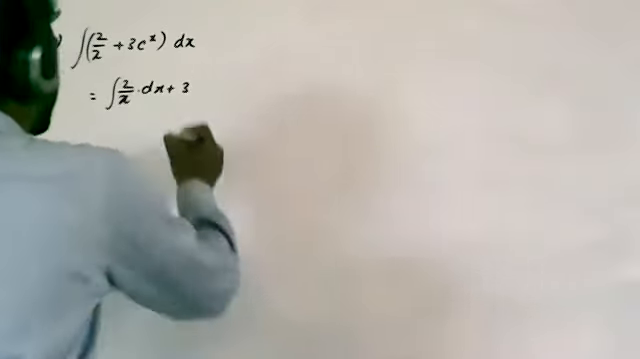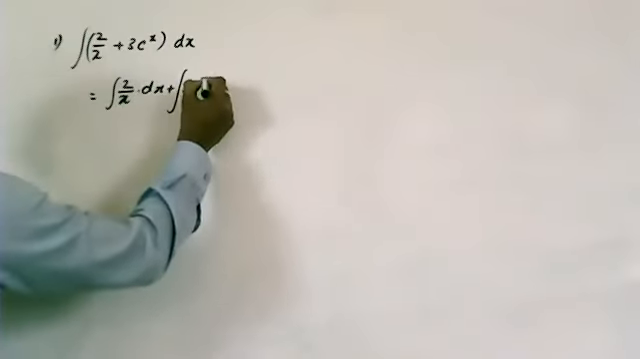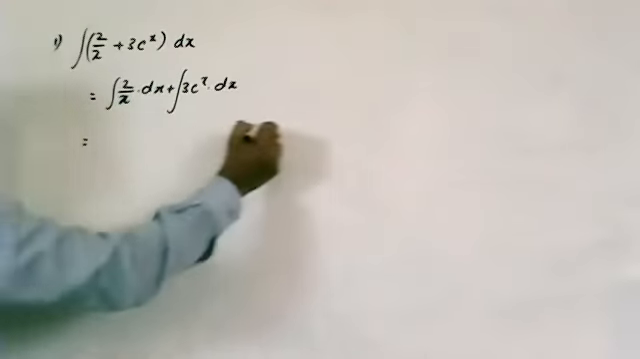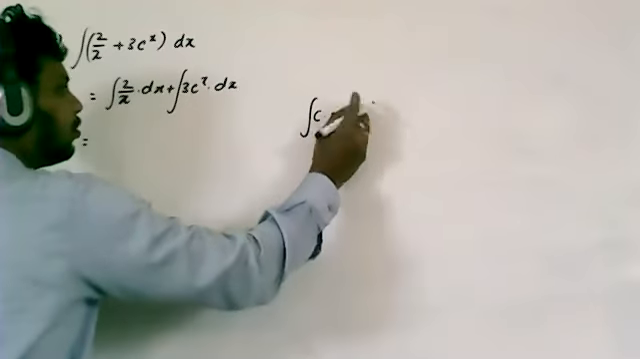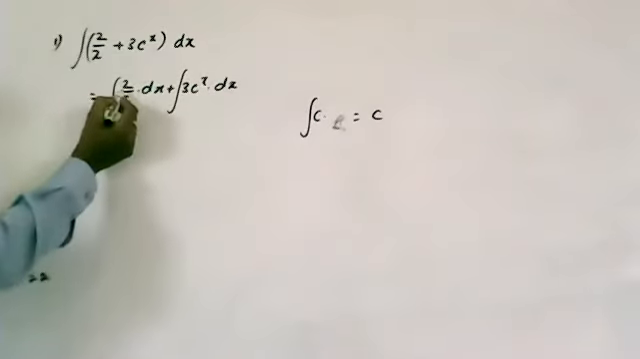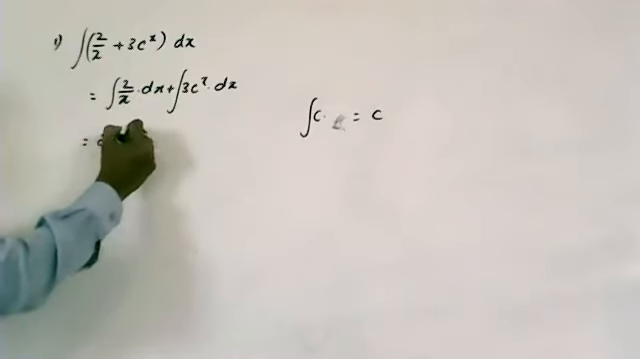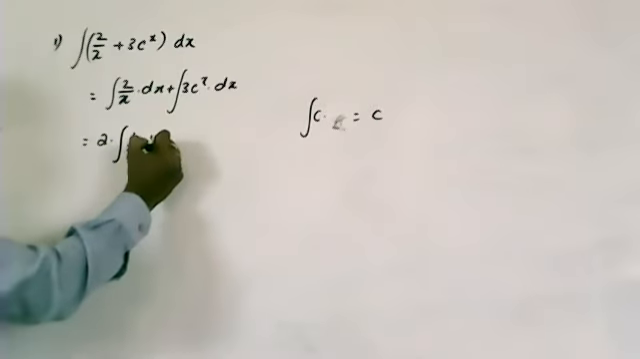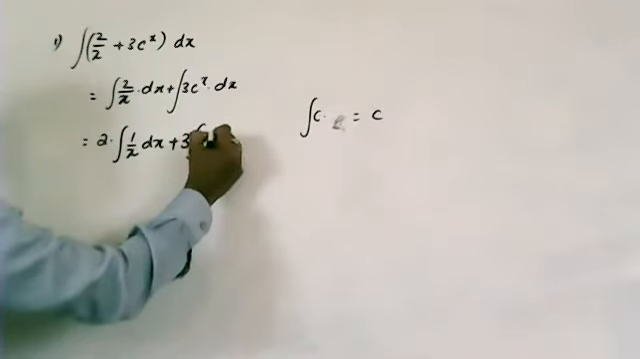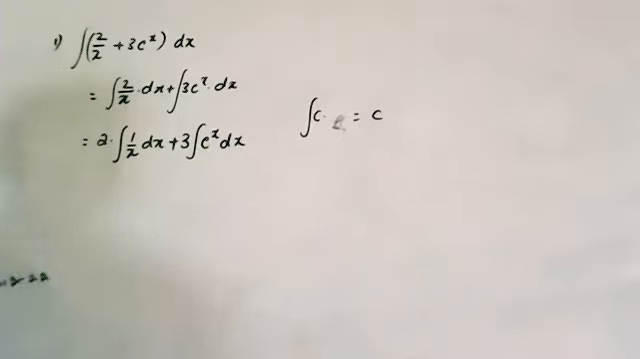So plus integration of 3 e power x dx. Clear? Integration of 3 e power x dx. Now I can write like this. So integration of constant into something into dx, this constant will come out of the integration. Therefore this constant will come out of the integration. So 2 into 1 by x dx plus here 3 also comes out of the integration. Therefore 3 into integration of e power x dx.